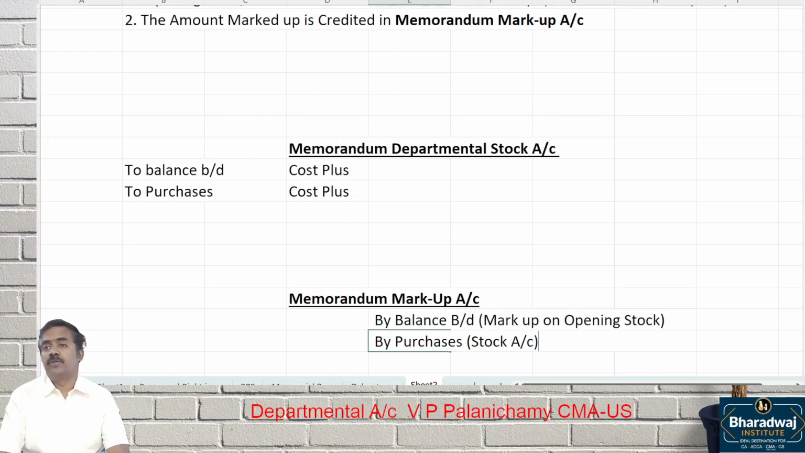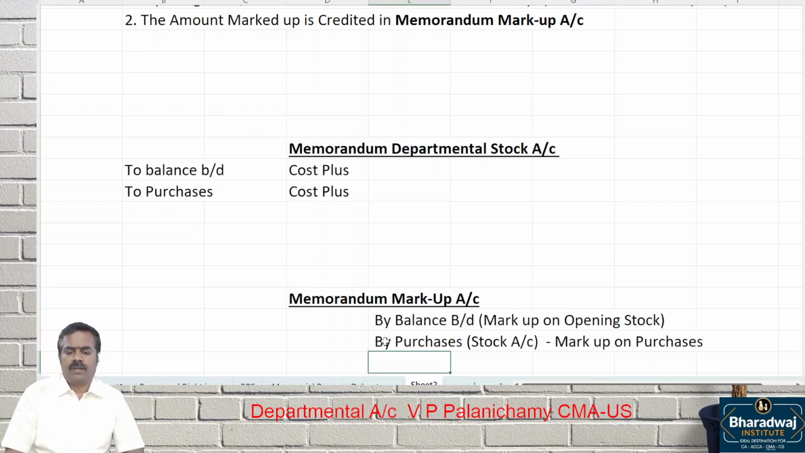In some textbooks, they use the word purchases account. In some textbooks, they use the word stock account. This is nothing but markup on purchases. Markup on which one? Purchases.